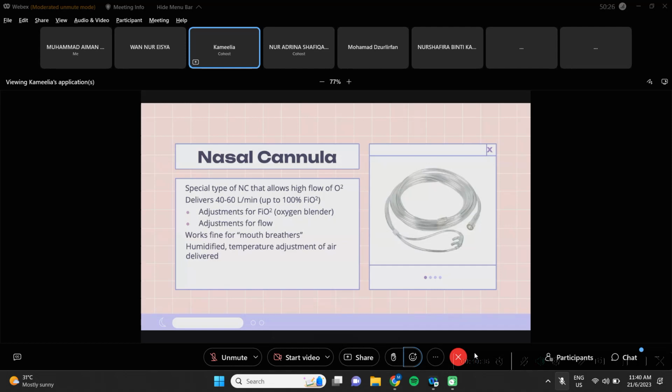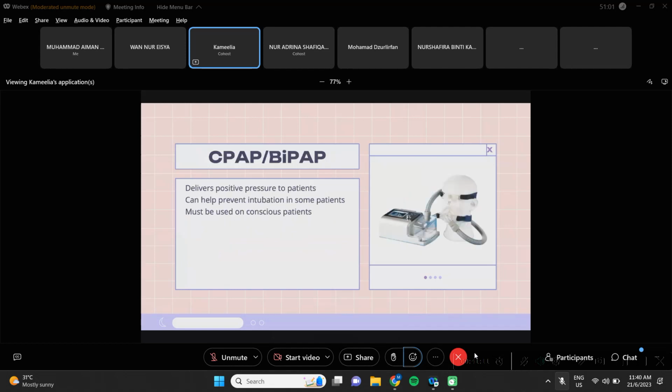Because of this high rate of flow, even if someone is a mouth breather, this device is going to work just fine. And a high flow nasal cannula must be humidified and also have controls to adjust the temperature of the air being delivered, which typically we're going to have warm humidified air being delivered to the patient. So this is a very high level support device and it can really deliver very high levels of oxygen at very high flows. Next is CPAP.